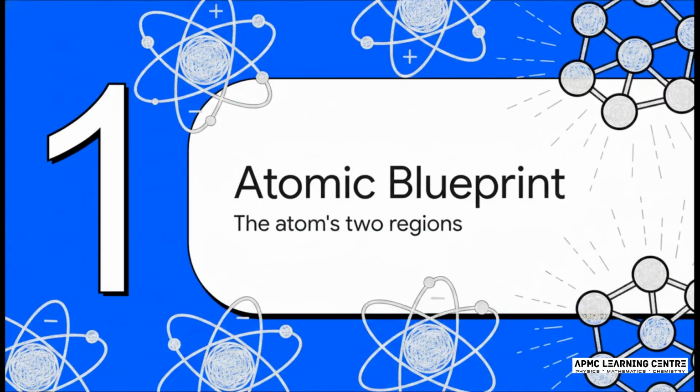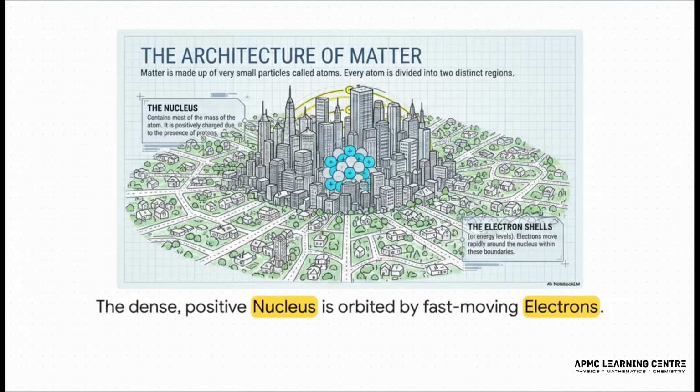Okay, first things first. Every single atom, it doesn't matter if it's hydrogen or uranium, is organized into two very distinct regions, and each one has a super critical job to do. Think of the nucleus like the city center. It's incredibly dense and heavy, and it's where pretty much all of the atom's mass is packed in. And those electron shells? Well, they're like the sprawling suburbs, defining the atom's size and, more importantly, how it interacts and socializes with all the other atoms out there.